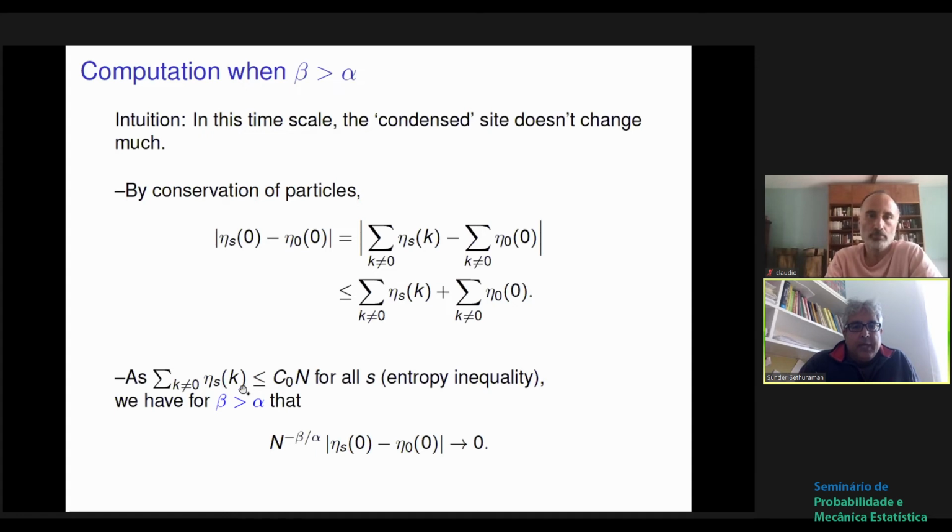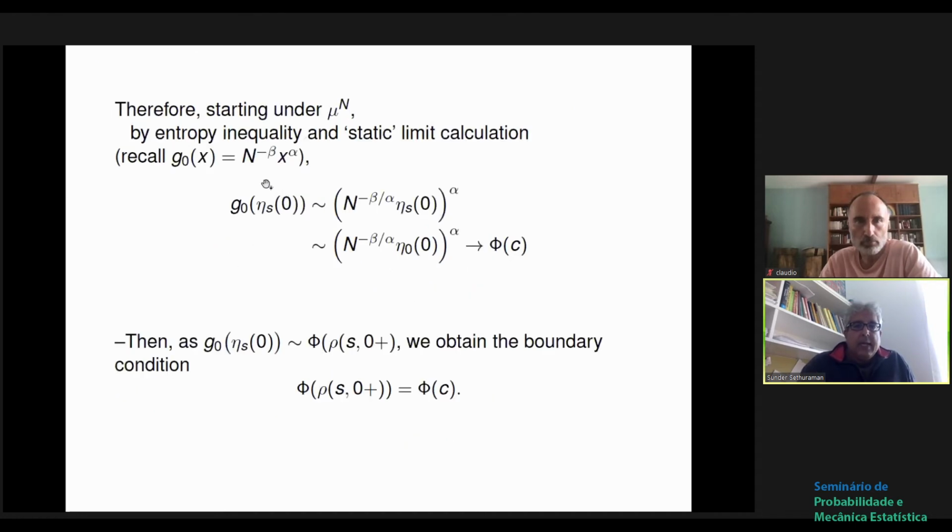Okay, but if we divide this now by n to the power minus beta divided by alpha, remember beta is bigger than alpha, so this is n to a power bigger than 1 over n to a power bigger than 1, so this thing is going to go to 0. So with respect to this scaling factor, this difference is small. And so keeping that in mind, we're starting from this mu n. So G0, the rate out, the particle number here is exactly equal to this, right?